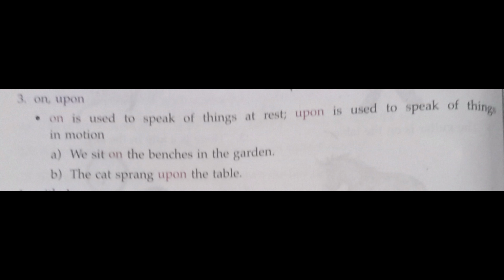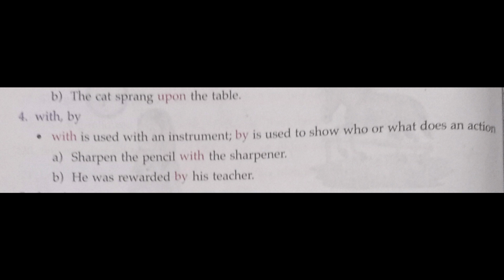All right. Number 4, with and by. With is used with an instrument. So whenever we perform certain work with the help of a thing, in that case we use with. For example, I painted with a watercolor. All right? Here the work of painting has been done with the help of watercolor. That's why we have used with.